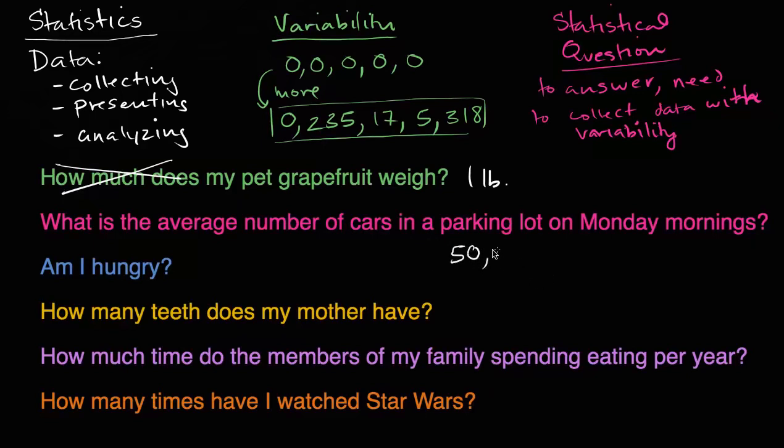The next Monday morning, I might go out there and count. There's 49 cars. The next Monday morning, I might see 50 cars again. The next Monday morning, I might see 63 cars. So I'm collecting multiple data points to answer this question. Then I'm going to take the average of all of these, but I'm collecting multiple data points to answer this question. And it's definitely possible that there could be variation here, that there could be variability. So this is a statistical question.